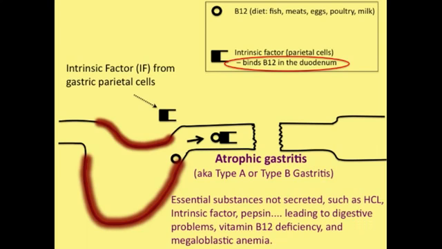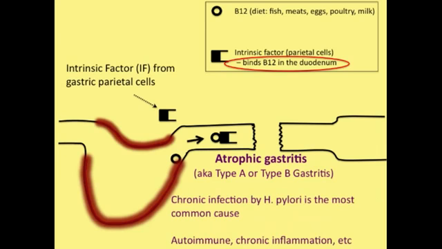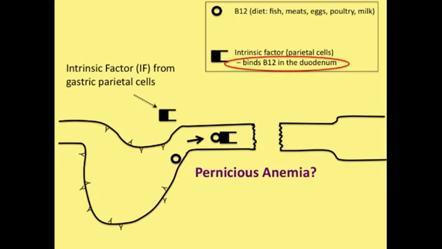And another take-home point from this discussion is that the most common cause of atrophic gastritis is H. pylori infection. Secondary to that is going to be autoimmune and other things that cause chronic inflammation.